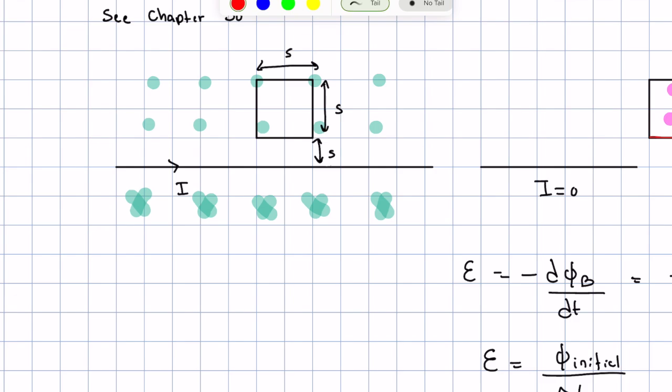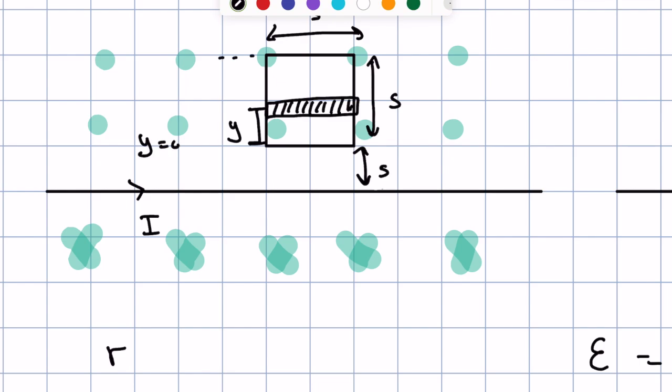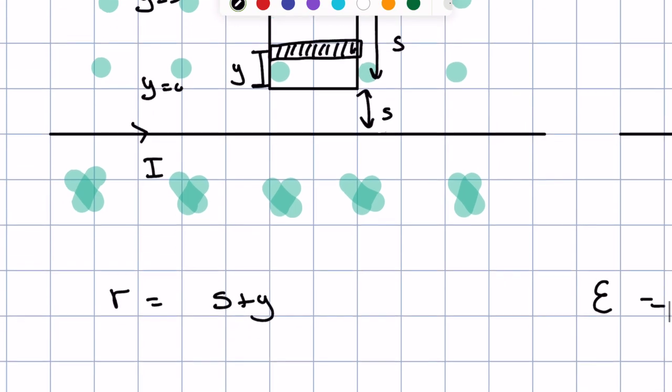So what we're going to have to do is actually integrate by dividing up our square into these little chunks, rectangles, and saying, well, how much does this contribute to the total flux? So to do that, we need to figure out how far away it is from the wire. So that's R, where R is how far away from the wire this is. I'm going to call this y, where y goes from 0 to y is equal to S. R is then equal to S plus y.